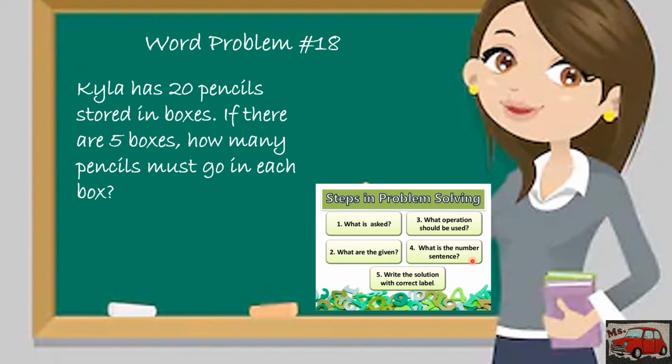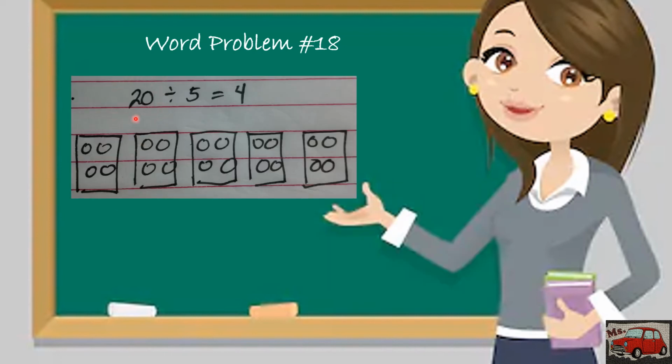Okay? So, what is the number sentence? So, we have 20 divided by 5. Then, let's solve. Alright, so we have here 20 pencils in total. And then, nahatiin natin siya sa 5 boxes. Okay? So, bawat isang box, merong 4 na pencils.